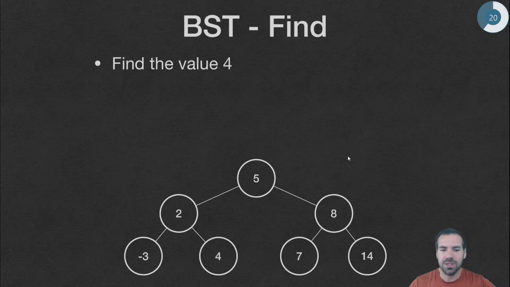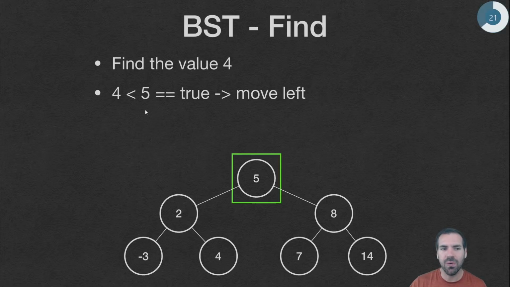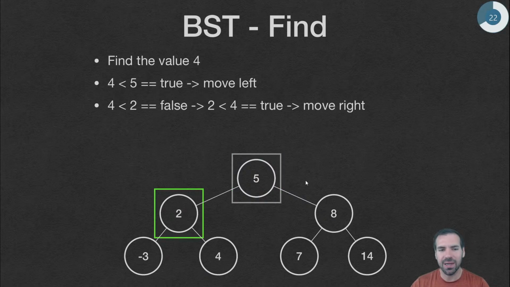Okay, so let's find the value 4 in this BST. The first thing we do, we're going to start at the root, and we're going to say, does the value I'm looking for come before this value at this node? So is 4 less than 5? It's going to return true, so we're thinking left. We look left, we see a node, we don't see null. We see a node, so we're going to make a recursive call over on this node right here.